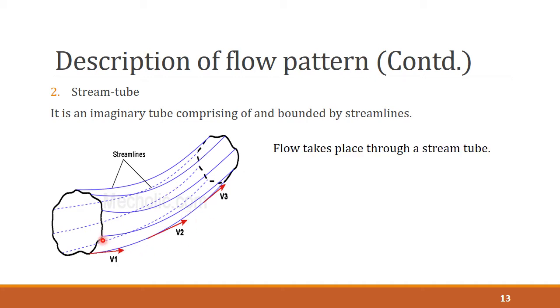So flow takes place through a stream tube and flow does not occur across a stream tube, basically because a stream tube is composed of streamlines. Since flow takes place only along the streamlines, flow cannot take place across the stream tube.